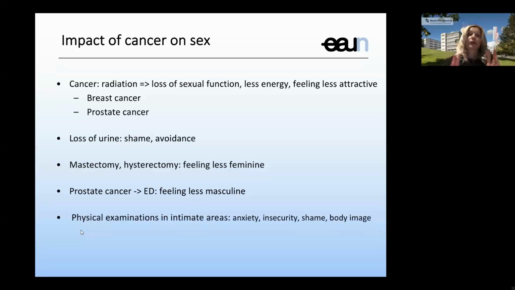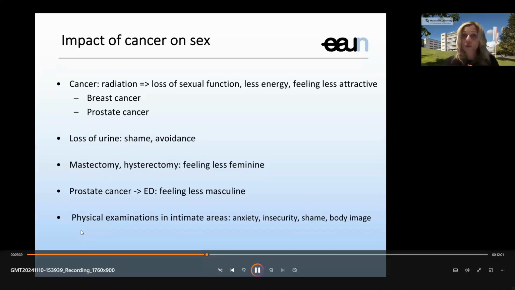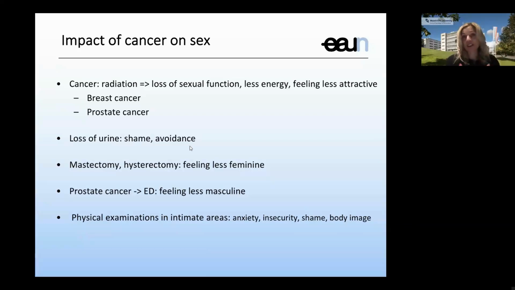But also think broader. Think about all the physical examinations that they need to undergo. And often these physical examinations are in intimate areas. People are constantly touching you. You constantly have to undress. So your body is not your own anymore. It's not your own private area. So you lose boundaries. People constantly transgress your boundaries. And then you feel that you're not the owner of your own body anymore. So it can affect your body image. It can induce feelings of anxiety, insecurity, and shame.